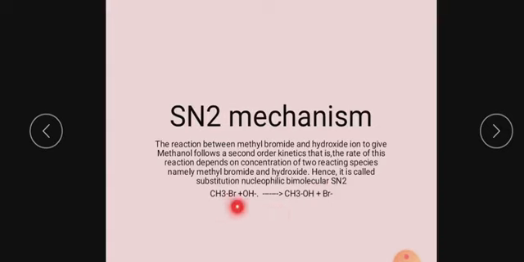So in this reaction there is a substitution of the Br by the nucleophile, therefore we call it substitution nucleophilic. Both the reacting species, CH3Br and OH minus, take part in the reaction, and the reaction rate depends on both of these reacting species. Therefore this follows second order kinetics and is called bimolecular. Bi means two, molecular reaction. Therefore we call this SN2 reaction substitution nucleophilic bimolecular, that is SN2.